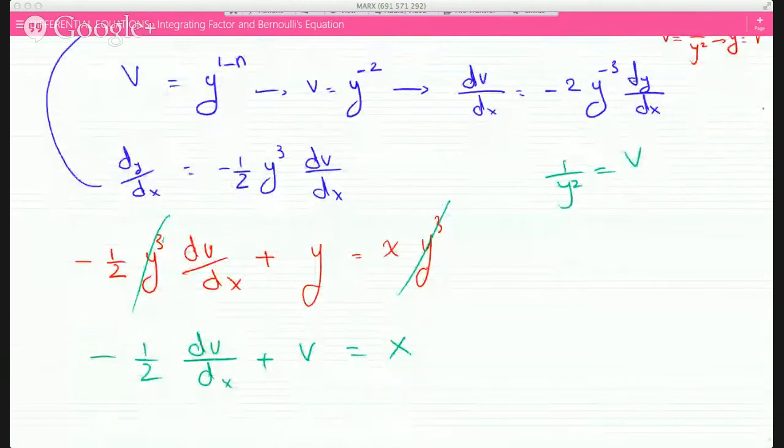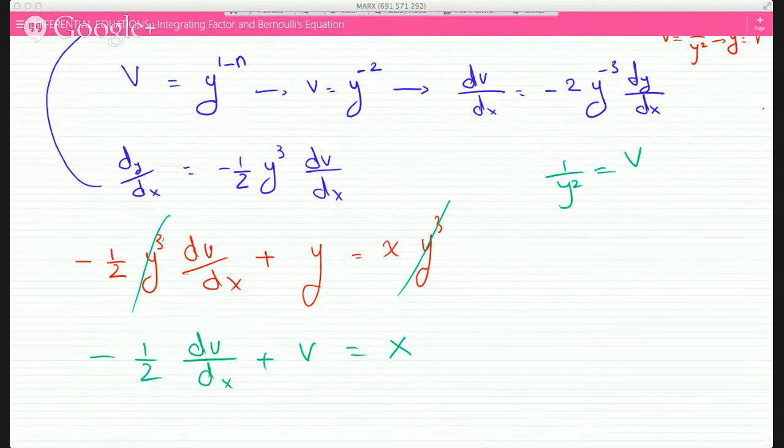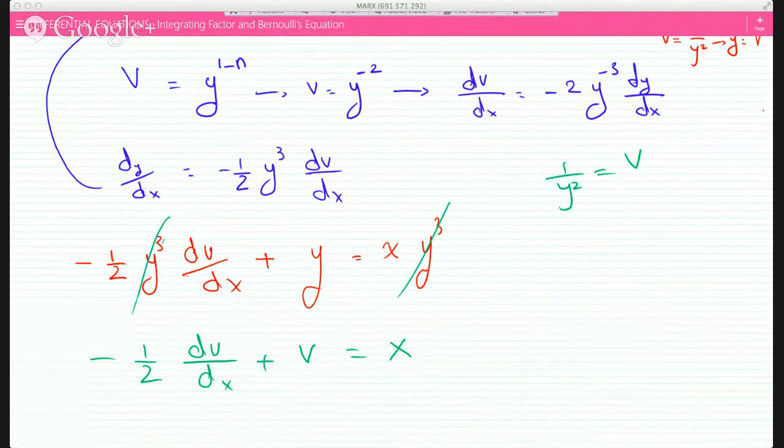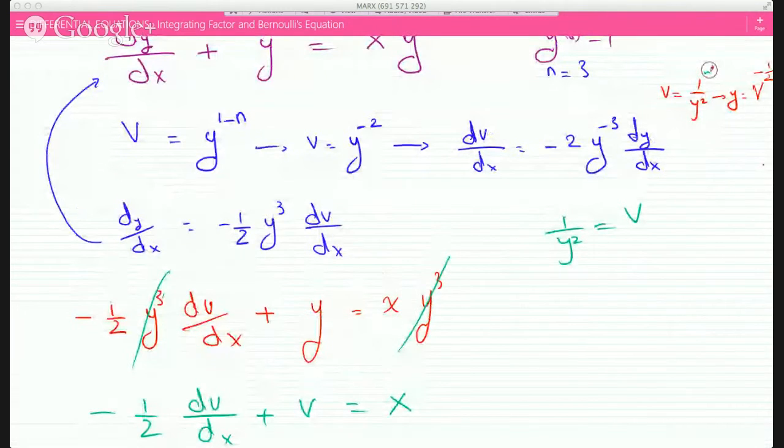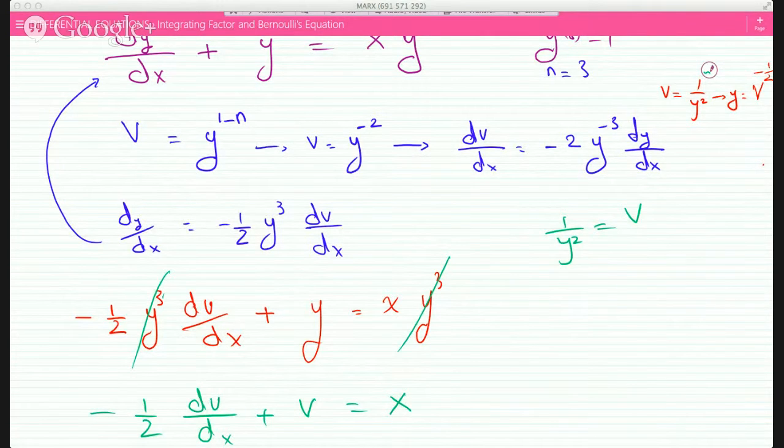So dv dx, I got dv dx to be negative 2y to the negative 3 times dy over dx. Okay, solve for dy over dx. You get minus 1/2 y cubed dv over dx, if you solve this for dy over dx.